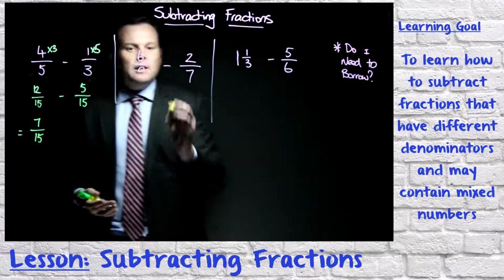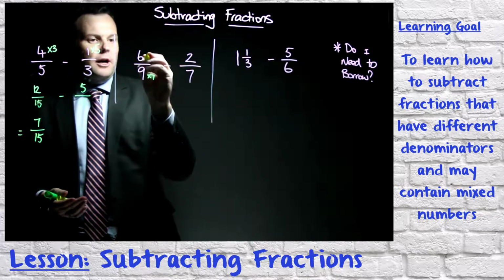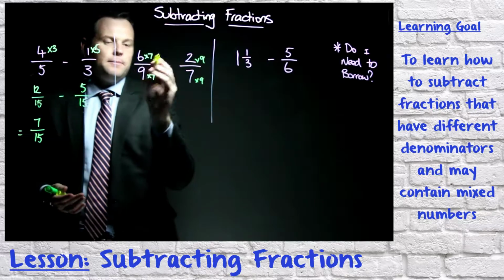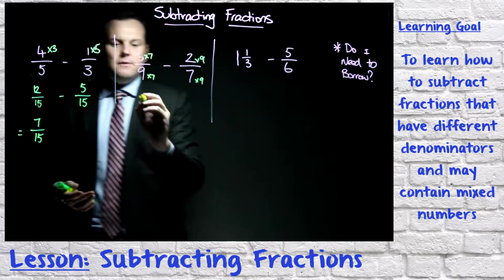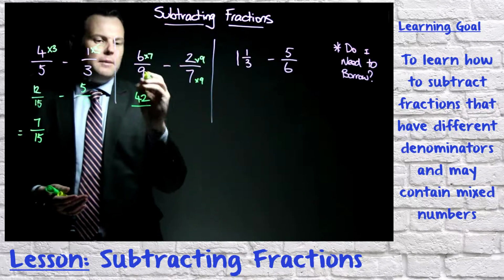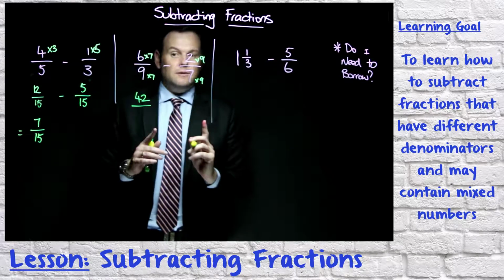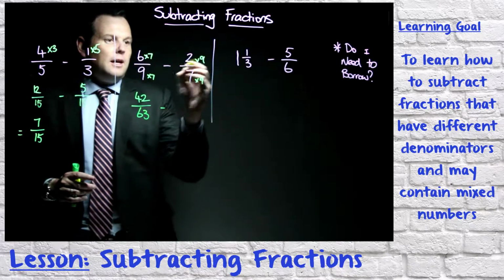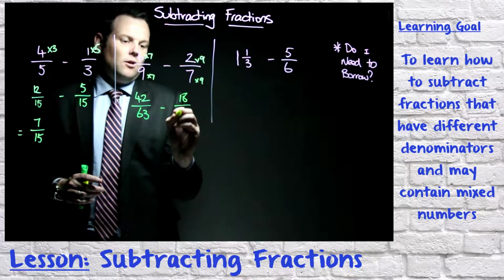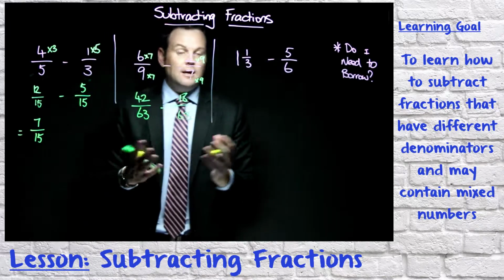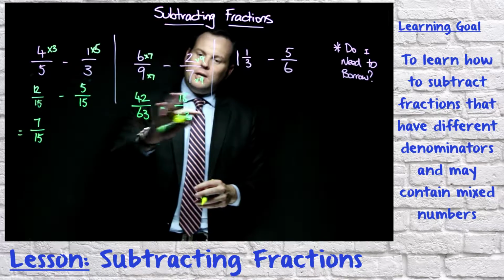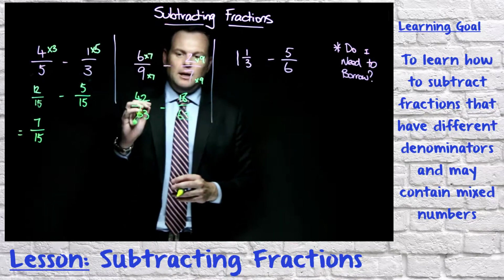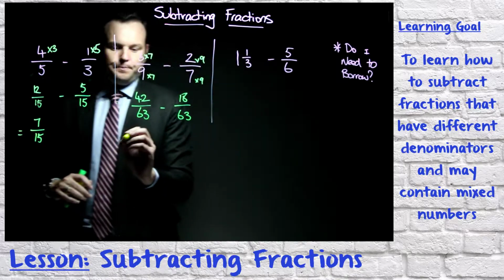Over here, once again, can I turn a 7 into a 9? No, I can't. So I need to multiply this side by 7 and then this side by 9, okay? 6 times 7 gives me 42, okay? And 9 times 7 gives me 63, okay? Over here, 2 times 9 is 18, and obviously both of our denominators are the same. So now I can do my subtraction. 42 take 18 gives me 24.